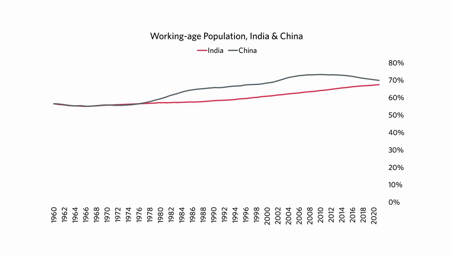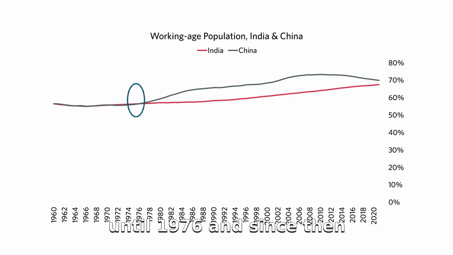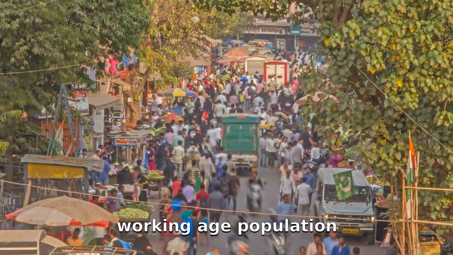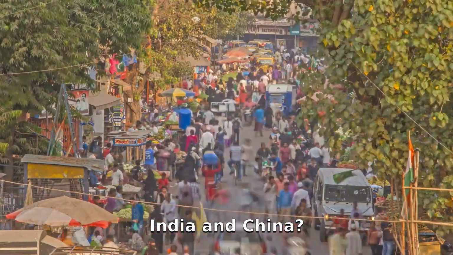2021. This data gives us an idea of the size of working people comprising the overall population. They had a similar working-age population until 1976, and since then India has slightly lagged China on this metric. What has this gigantic working-age population produced in India and China?